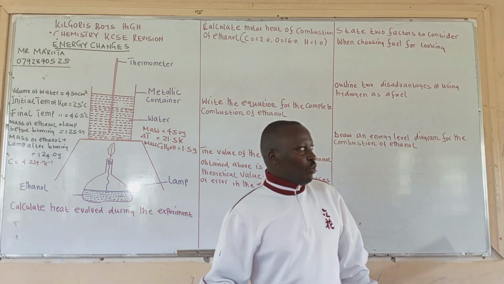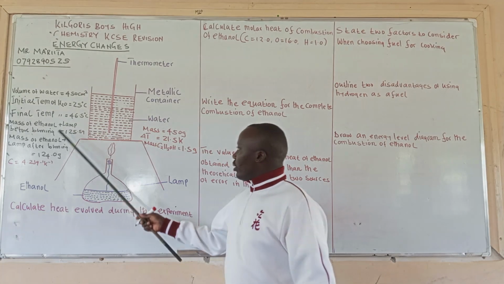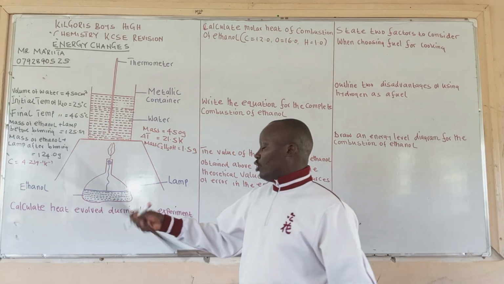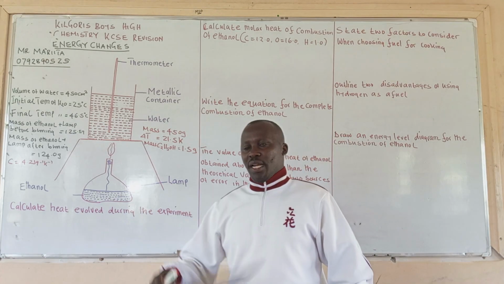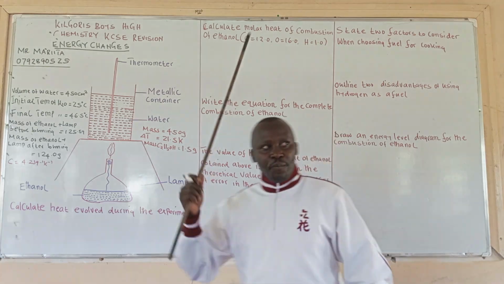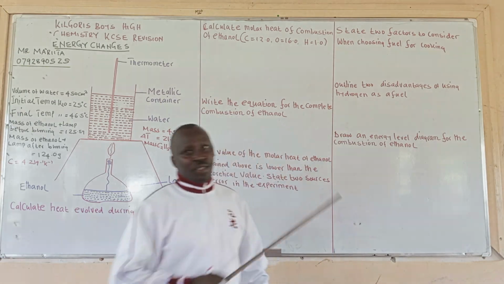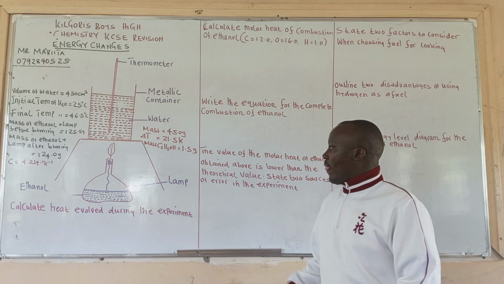Then you talk of the mass of ethanol. You talk of the initial mass, final mass, or the change in mass. In short, you talk of change in mass: 125.5 grams minus 124.0 grams. That will give us 1.5 grams. Now, what are the questions we are supposed to calculate from here?